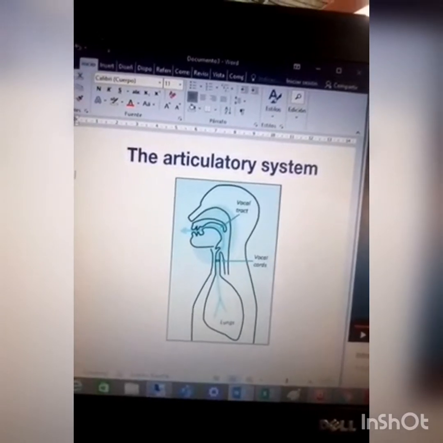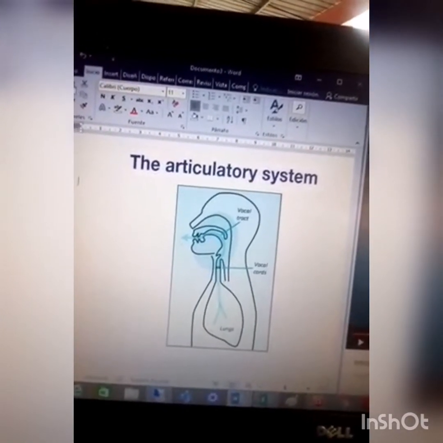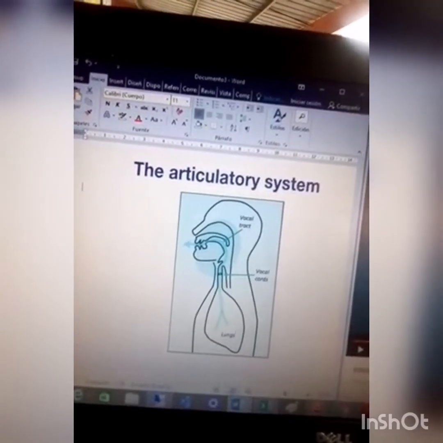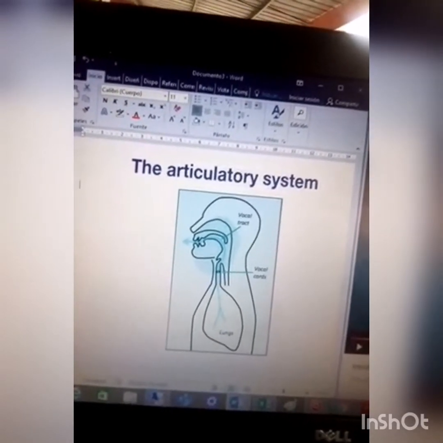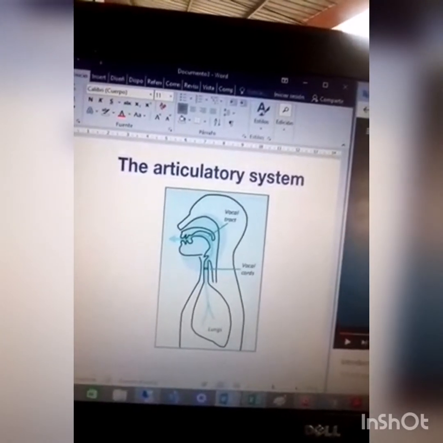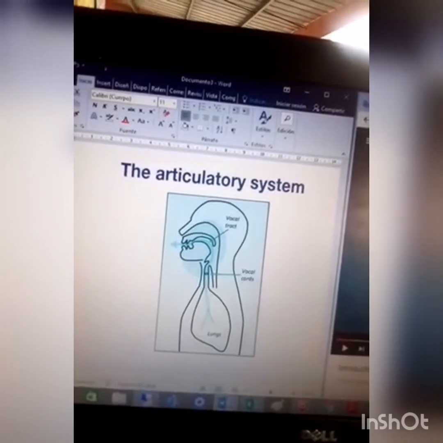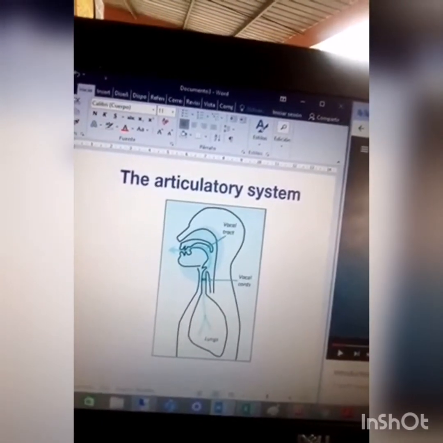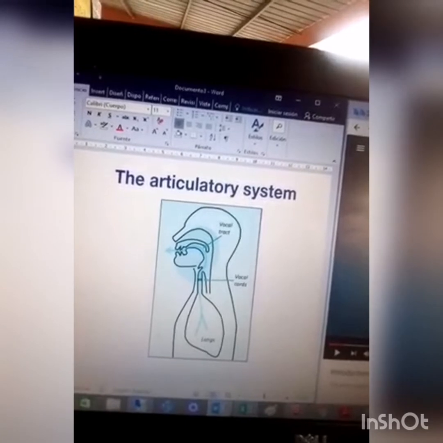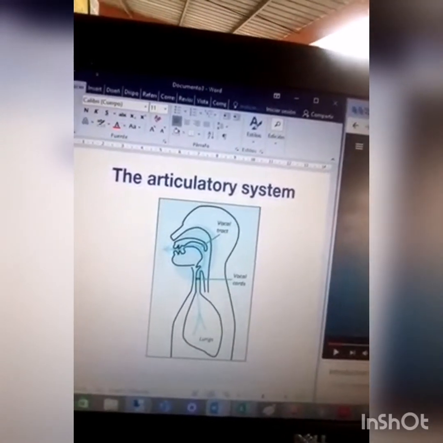All of the body parts that we use to produce sounds are called the articulatory system. Teachers need to understand how the articulatory system works so they can help students learn how to produce sounds accurately. These are the most important parts of the articulatory system.